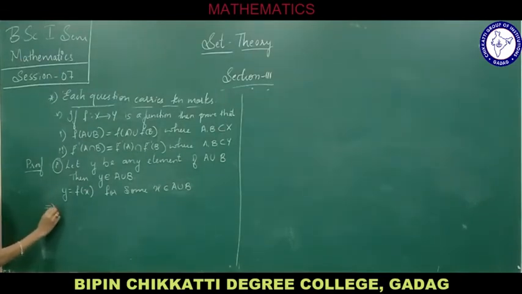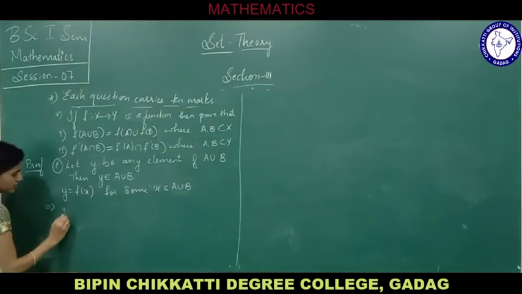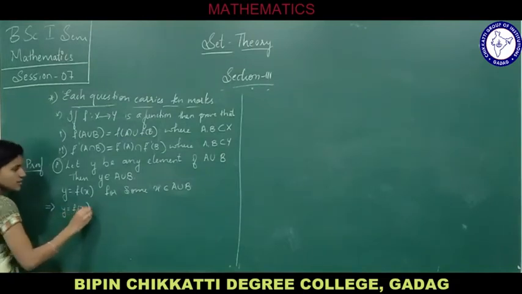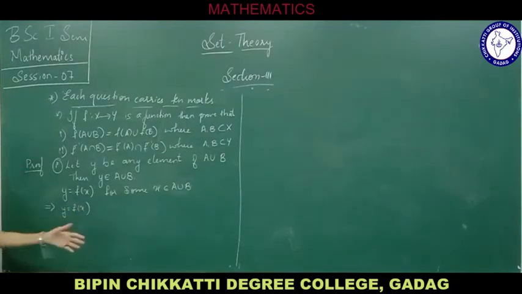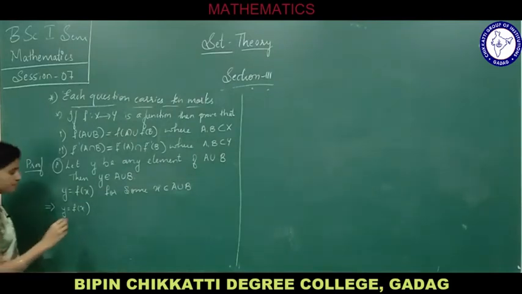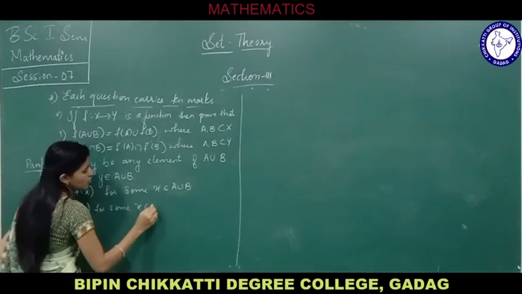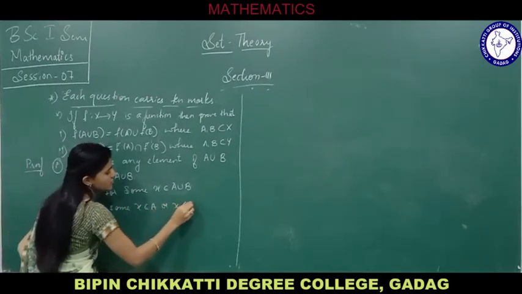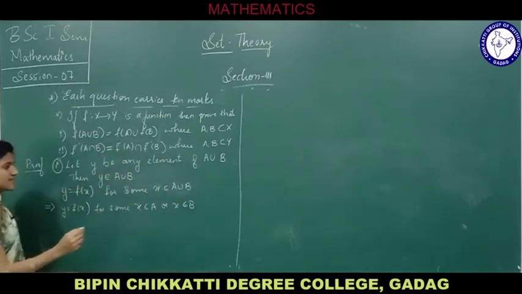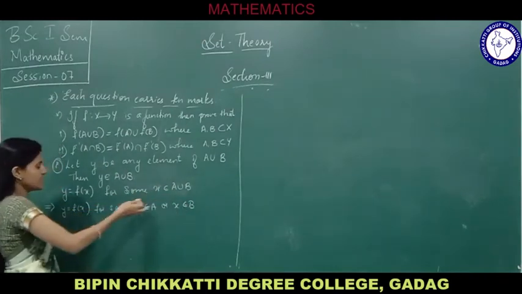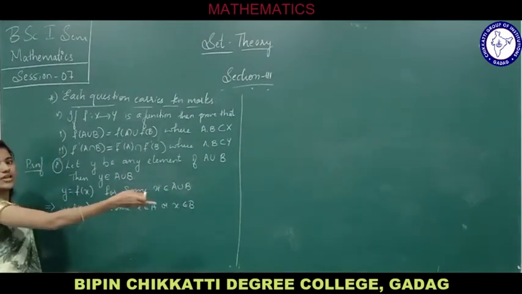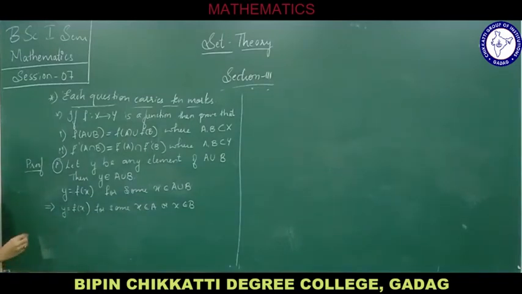This implies y is going to be equal to f of x for some x belongs to A or x belongs to B. Since it belongs to a union, it should belong to either A or B. Then this implies y is equal to f of x for some x belongs to A or x belongs to B.